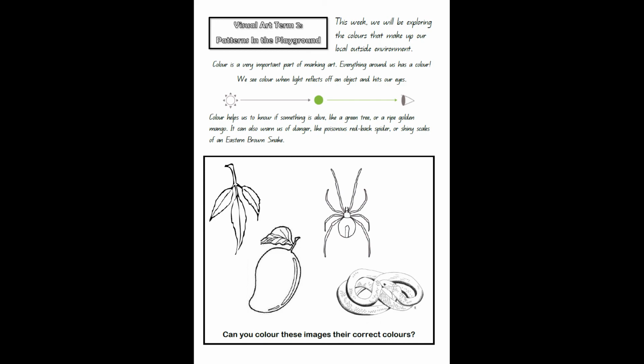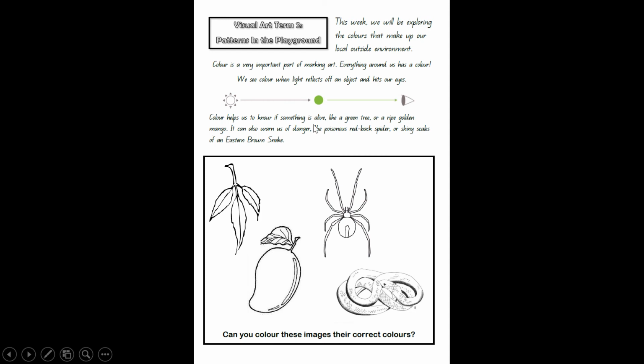Okay, so here's your worksheet for this week. This week we're going to be exploring colours that make up our local outside environment. Colour is a very important part of making art. Everything around us has colour. We see colour when light reflects off an object and hits our eye.